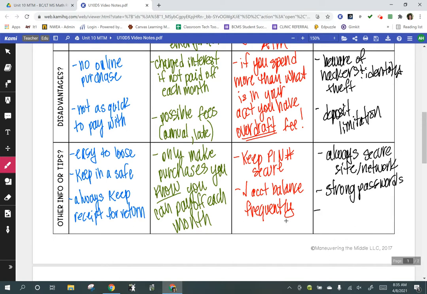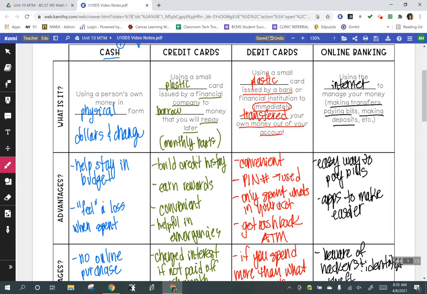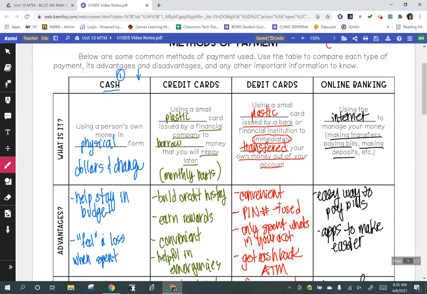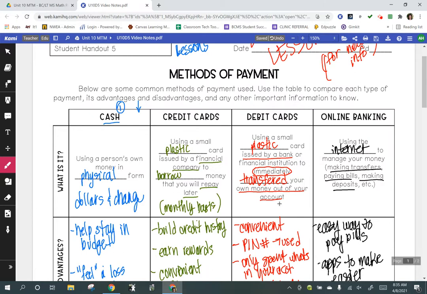And then make sure you never give out your personal account info. Okay? All right, so those are just some of the advantages, disadvantages, and what different methods of payment are.